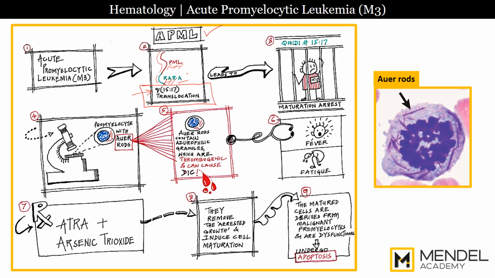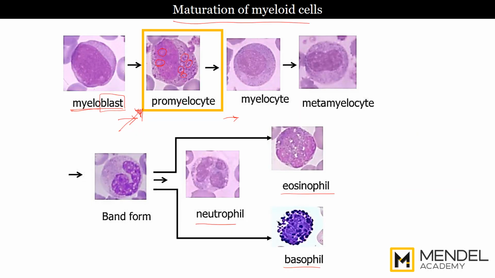Now, as a result of this translocation, there is something called a maturation arrest, and we need to understand what this maturation arrest is all about. So if you come back to this promyelocyte, it is meant to progress and form a myelocyte in a normal situation. However, if there is the 15-17 translocation that we saw just now, this translocation causes what is called a maturation arrest, which means a promyelocyte is not allowed to proceed and form a myelocyte. It is arrested at this level.